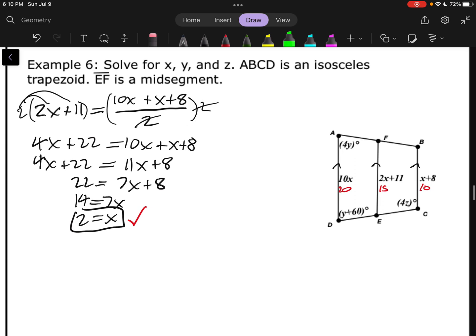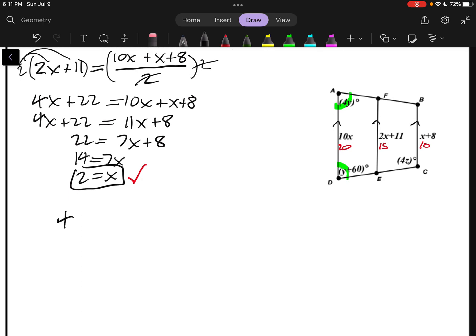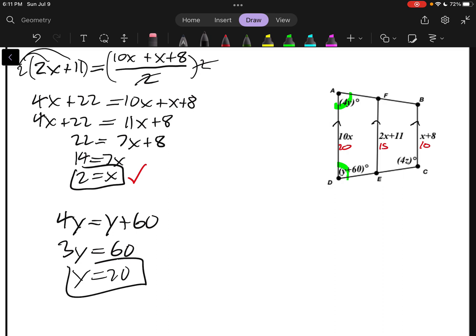So for y, I'm looking at these base angles over here. Those base angles have to be the same if this is an isosceles trapezoid. So let's do 4y is equal to y plus 60. Subtract the y, I get 3y is equal to 60, so y is equal to 20. Plugging that back in gives us 80 and 80, so that checks out.